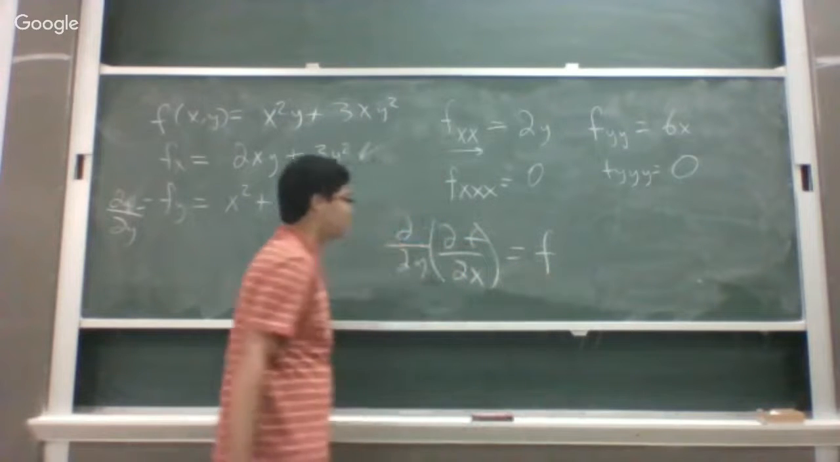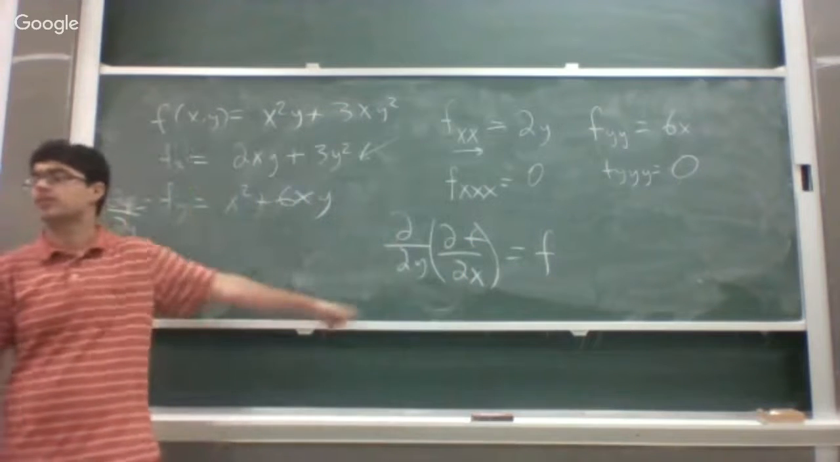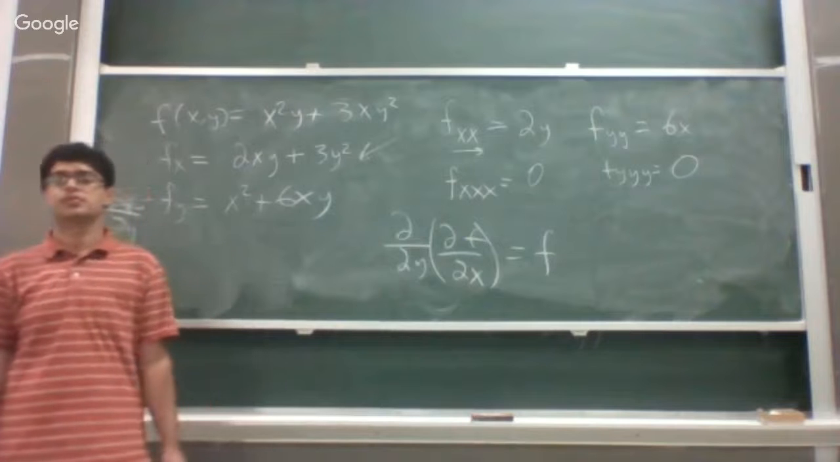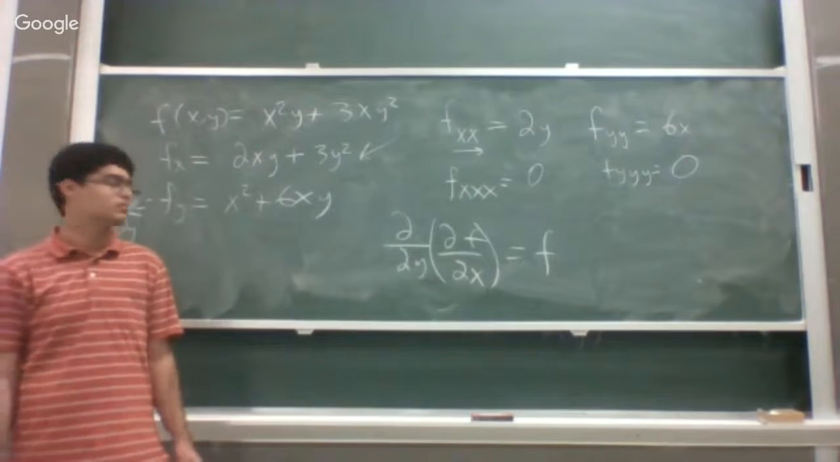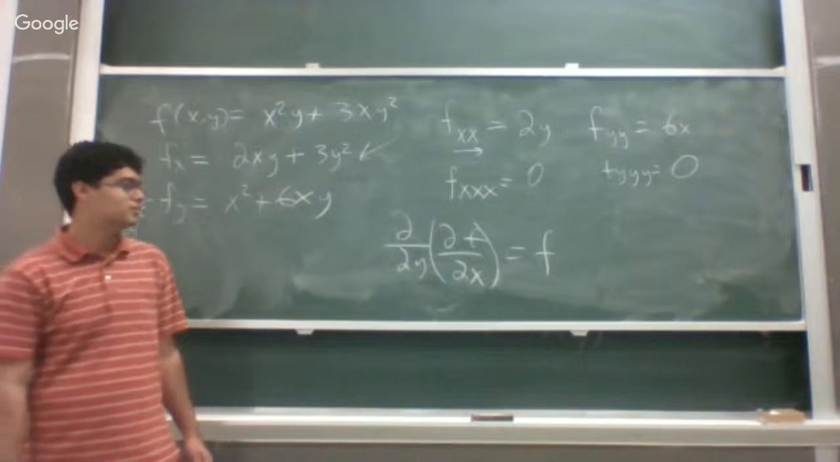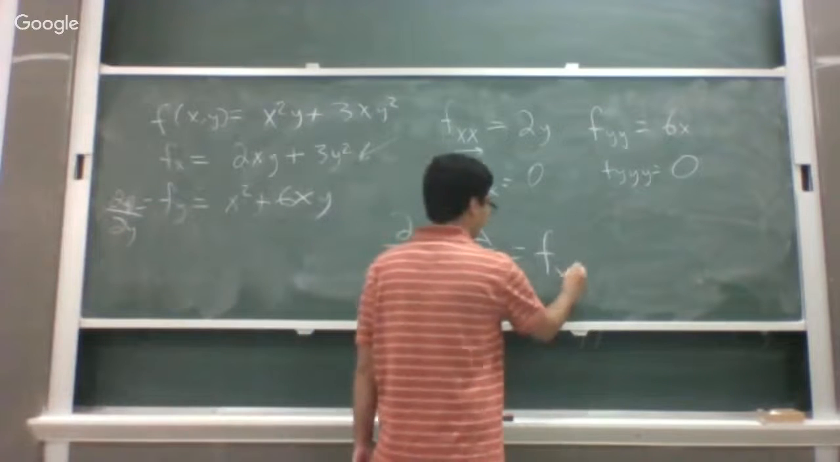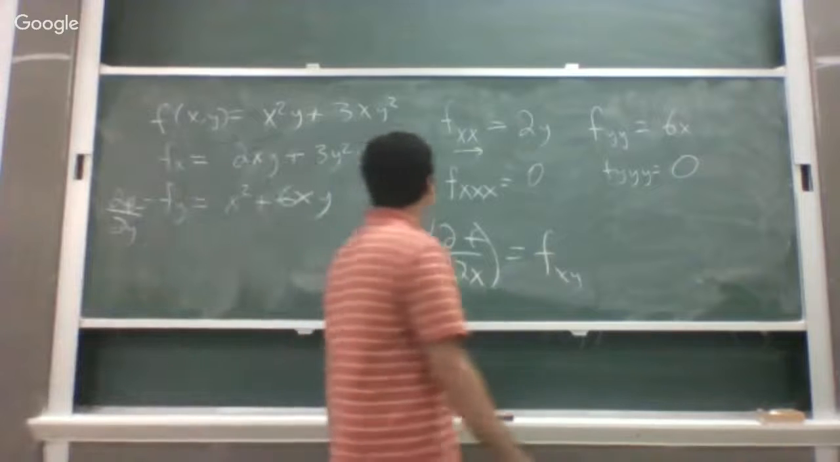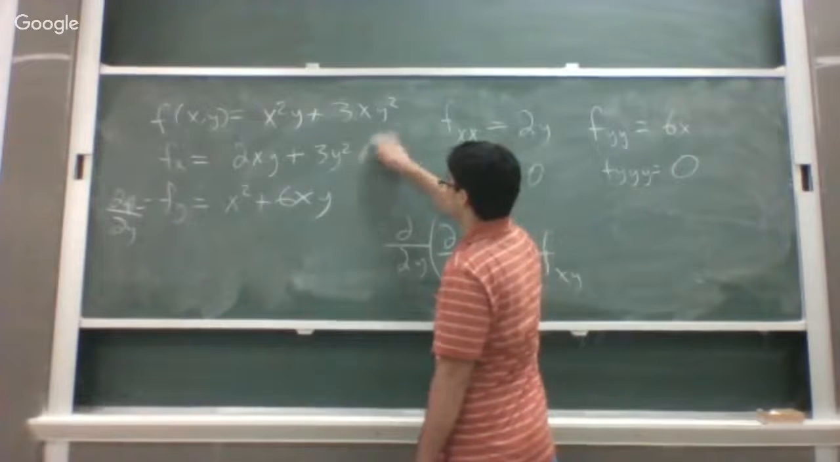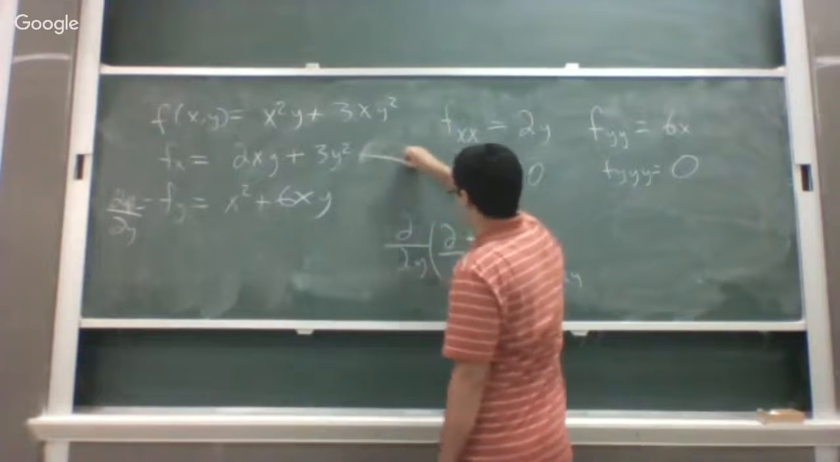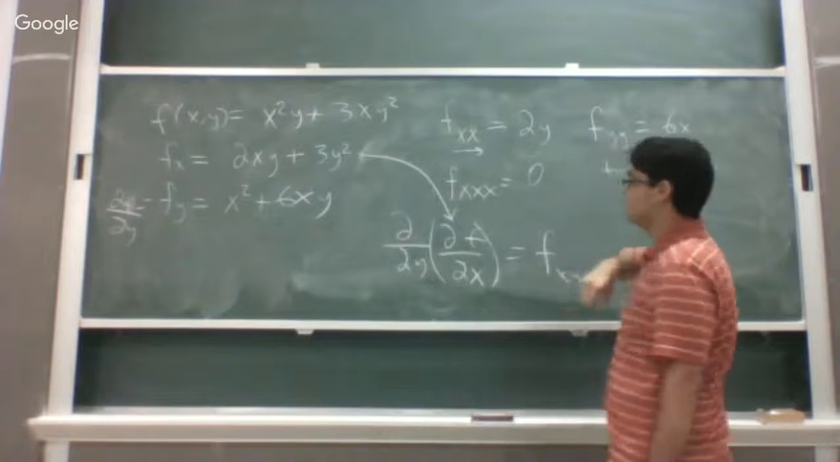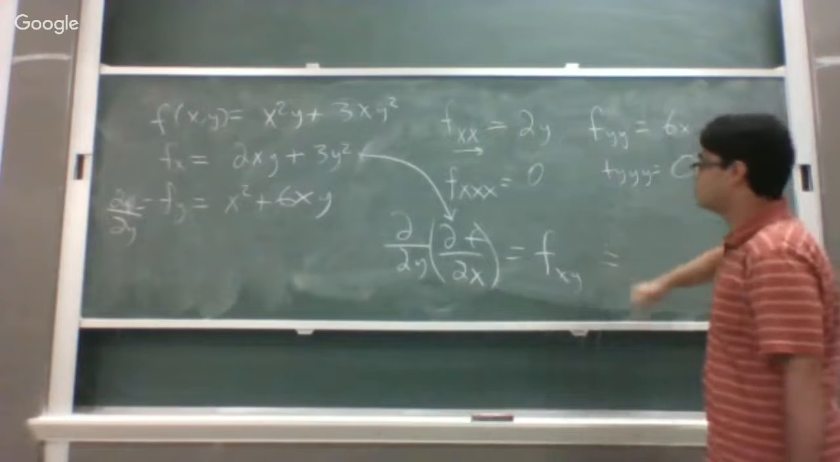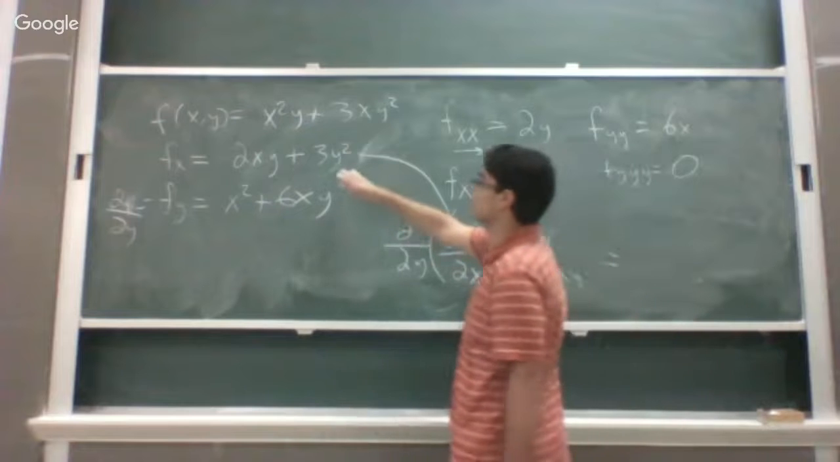How would I write it with this notation with f? x y. Yep, x y. Oh, look at you, Jenny. You're on top of it. We already found that. Now, what is the partial derivative of this with respect to y?